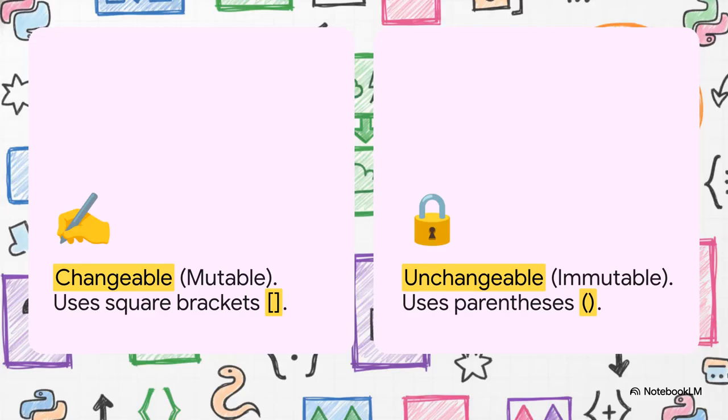Okay, so lists are changeable. We've established that. But what happens when you have data that you absolutely positively do not want to change? Maybe not even by accident. Well, that brings us to our second tool. And the main difference is right here on the screen. Lists are changeable, or mutable, but our next tool, the tuple, is unchangeable, or immutable.